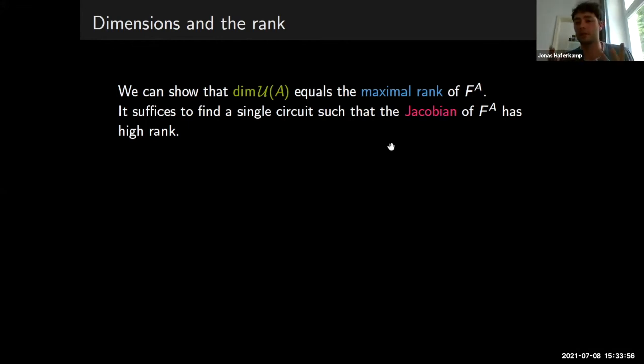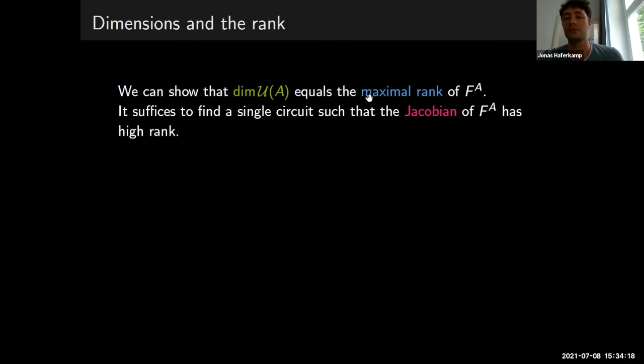And by definition, any unitary with a low circuit complexity needs to be in the image of one of these contraction maps for a low gate architecture. So once we have proven a linear lower bound on the dimension of U of A, we have already proven the theory modulo some of these sort of differential topology details.